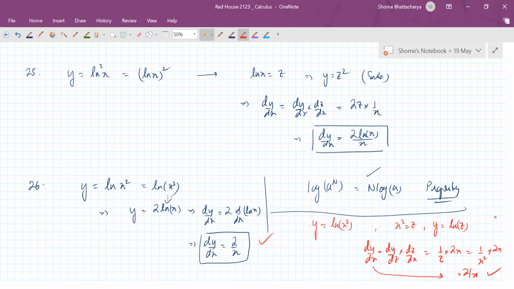Okay, but this was totally unnecessary here, because you could have just reduced it to a simple function using the property of ln. So this is also clear to all of you. And let's also discuss 27th question.